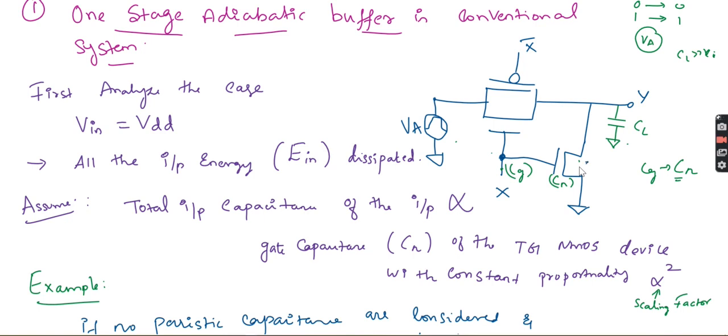Next, there was one small correction in the previous class. Here we give the input, and the output is Y. Previously I had written Y bar here. No, this is not Y bar. This is VA, the input. It is a stepwise, time-variant signal that we are going to give here as VA. Slowly we are going to increase it as a ramp. That is the input here.